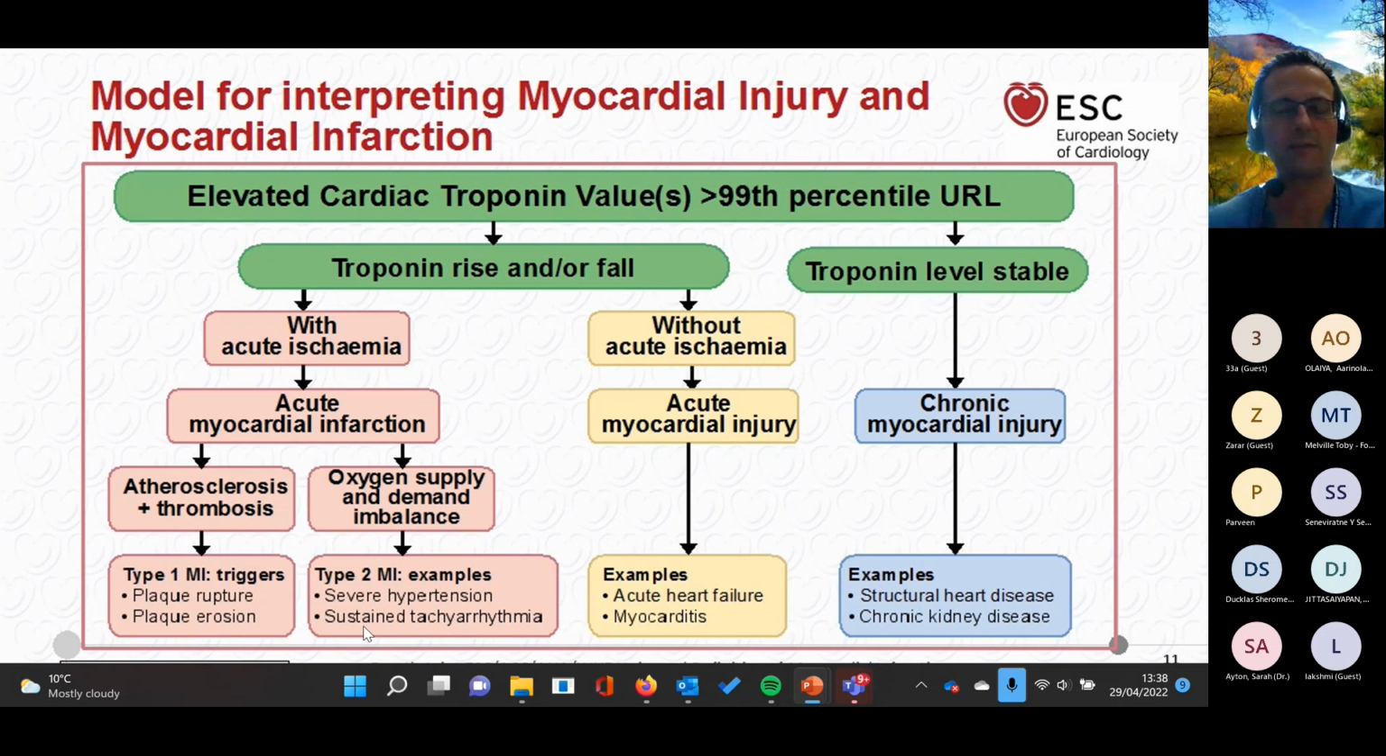And so if you have severe hypertension, the heart muscle has to work harder to raise the blood pressure, and it's harder to perfuse that stiffened heart. So we can get damage due to that. That's, I would say, a relatively uncommon example that's been given by this document. A sustained tachyarrhythmia is more of an issue.